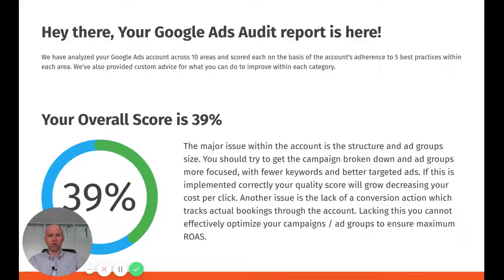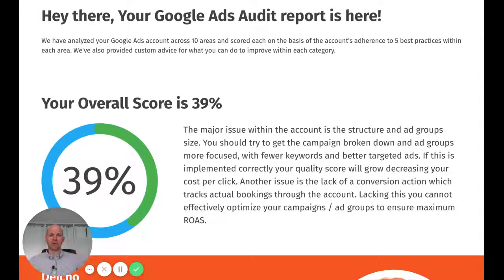First, you're going to have an overall score, and that's just going to give you a high-level view as to the overall health of your Google Ads account according to our auditor. There's going to be a short paragraph written by the auditor, which generally describes what we see as the biggest areas of improvement and the biggest missed opportunities.